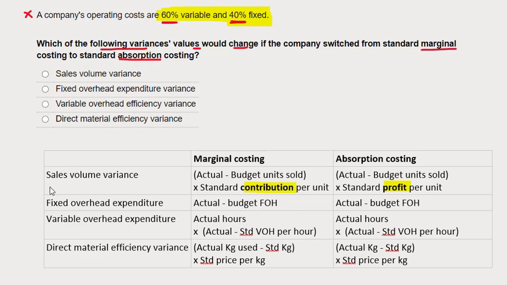So I'm happy that the first one, the sales volume variance, is the only variance here that is calculated differently under marginal and absorption costing. And therefore, it is the first of these answers that's correct.